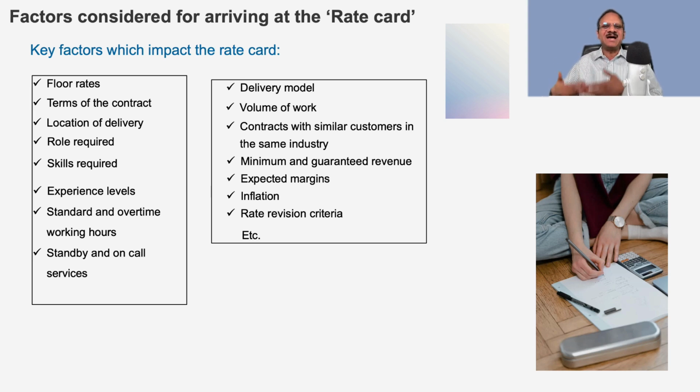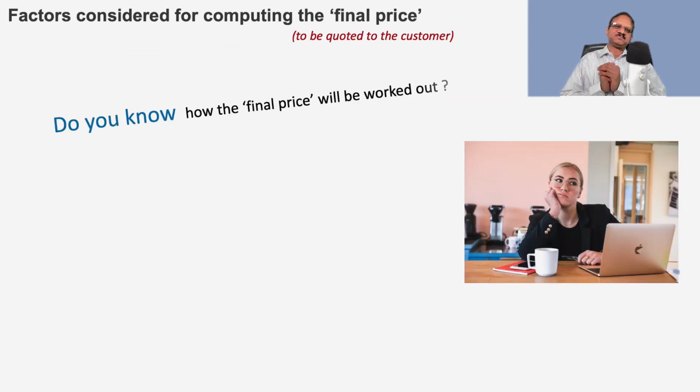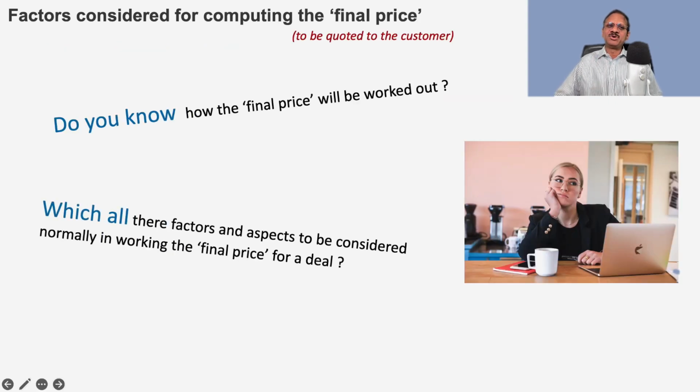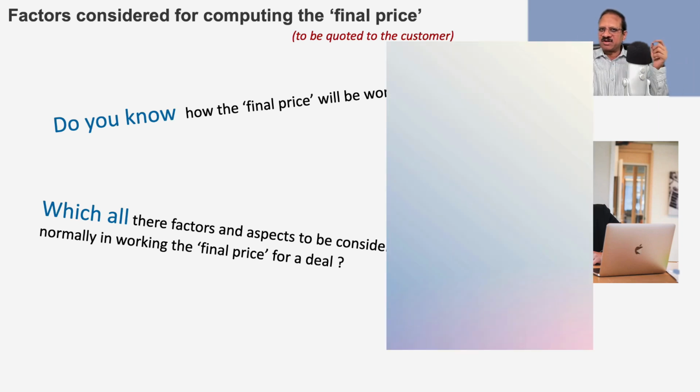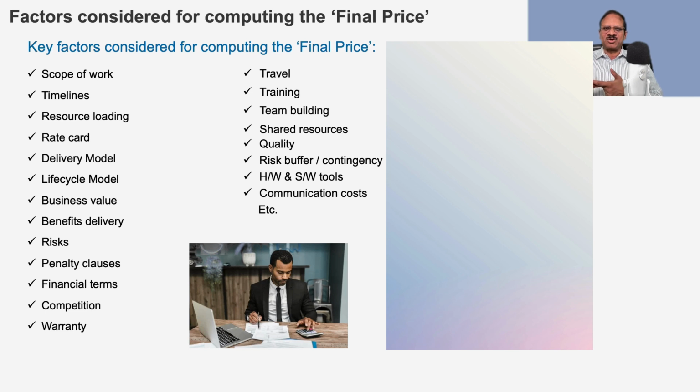All these things will be an actual value add for the participants. And one more thing is the factors considered for computing the final price. So this is another important aspect. When you tell your customer, okay, my price is $1.6 million, how did you arrive at this final price? Which are all those factors which are considered? So this subsection will talk about that.